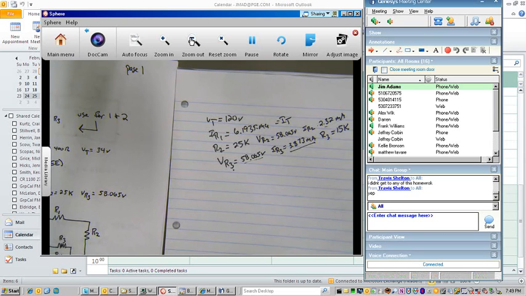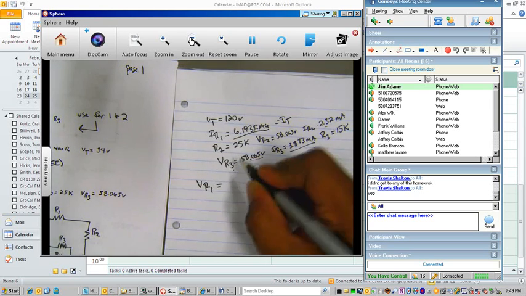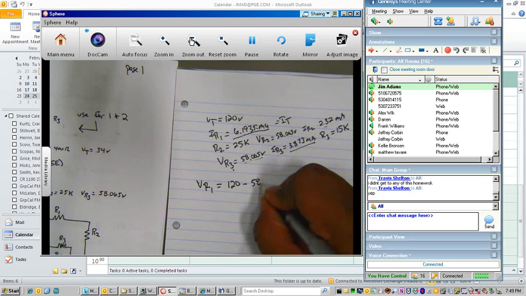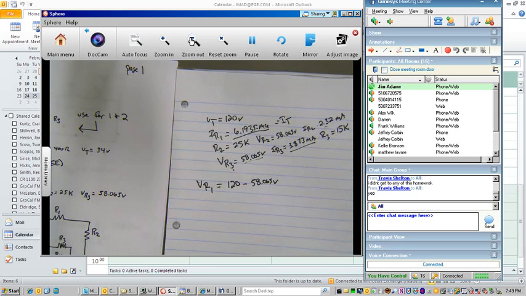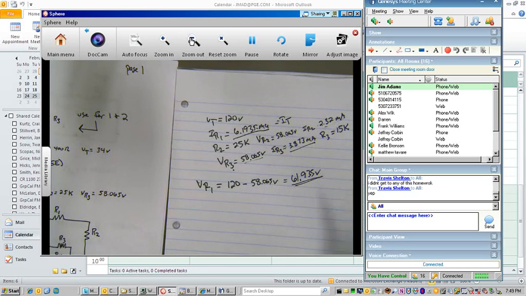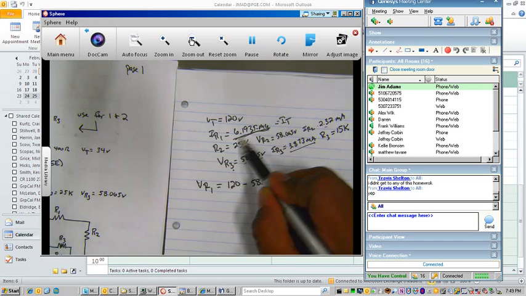Okay, so what didn't we solve for? Well, we didn't solve for the value of R1, right? Okay, so now R1. We know R1 has a current of 6.1935. We also know that voltage across R1 equals our source voltage, 120 volts, minus the voltage drop across either R2 or R3, because they're the same, minus 58.065 volts. So the voltage drop across R1 is 61.935 volts.